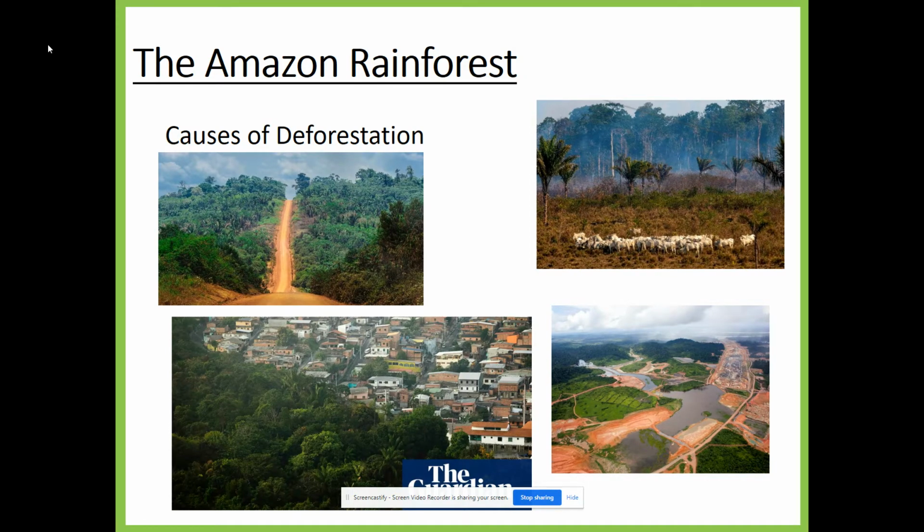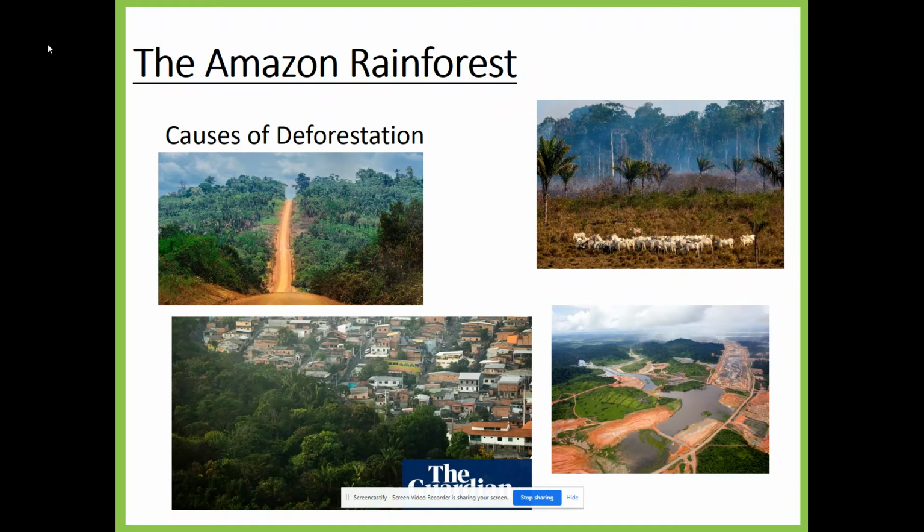Now, another cause of deforestation in the Amazon is logging. Logging means that trees are going to be cut down. They're then sold either as timber or pulp. Now, the timber is used for lots of different purposes. So, for example, to build homes, to build furniture. The pulp from the trees can be used to make things like paper or other paper-based products.